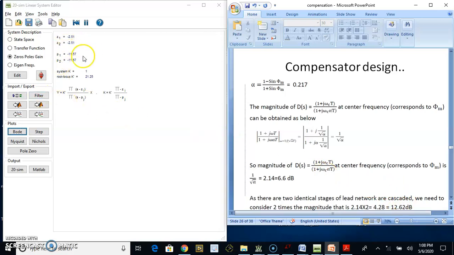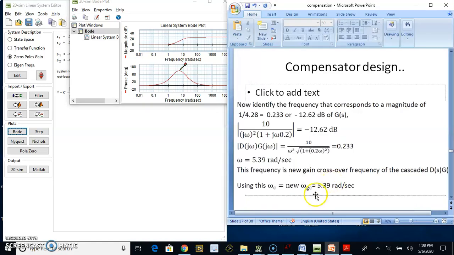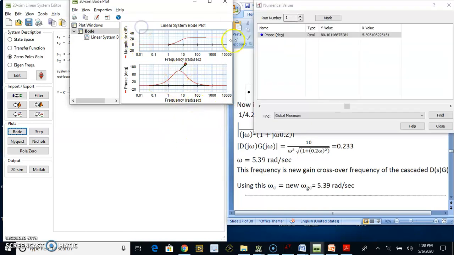That is because of this. Let me have a look at that. You can see this is the maximum we have. The y-axis is 80 degrees. This is the phase shift, and we can also see the magnitude offered at 5.39. You can see 5.39 was the frequency corresponding to the maximum phase shift, which is exactly over here. So this is 5.39, and we can see the magnitude at this frequency.